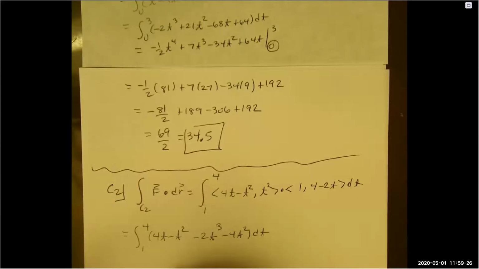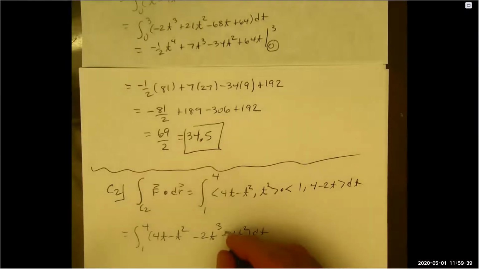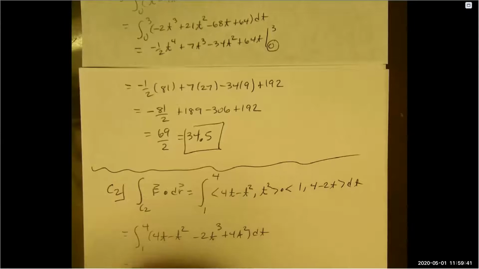All right, and then let's go ahead and combine these. Why is it a negative 4t squared? Shouldn't it just be positive? Should be plus, yeah. So we're going to have the integral from 1 to 4 of minus 2t to the third, and then plus 3t squared, and then plus 4t.